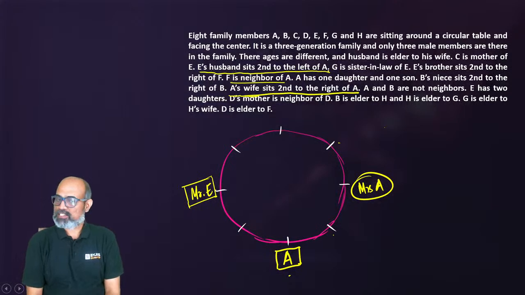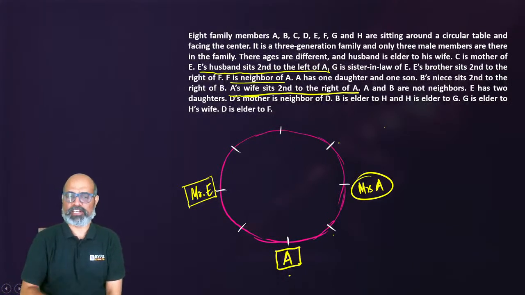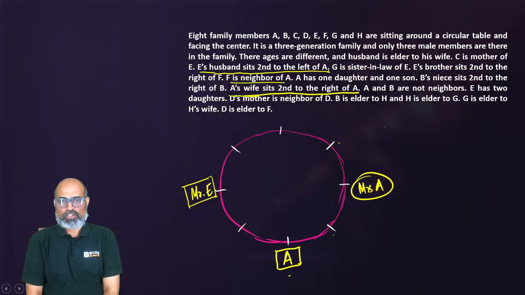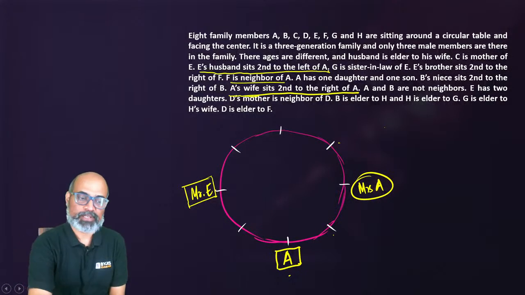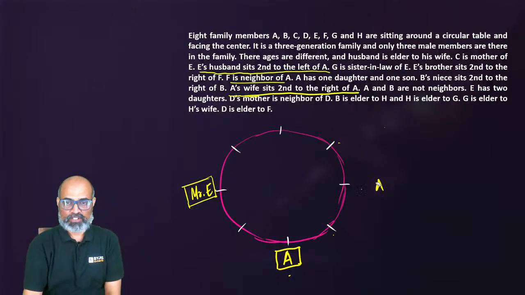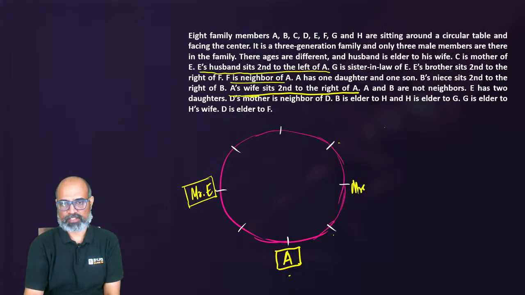Okay. E has 2 daughters. D's mother is neighbor of D. B is elder to H. Elder. So the remaining statements, they are all about relations, right? So it looks like we will have to figure out the blood relations first, so that Mr. and Mrs. A, all those letters can be arranged, right? So we shouldn't erase that. We will erase it later.